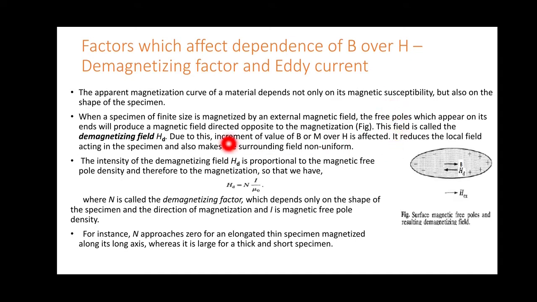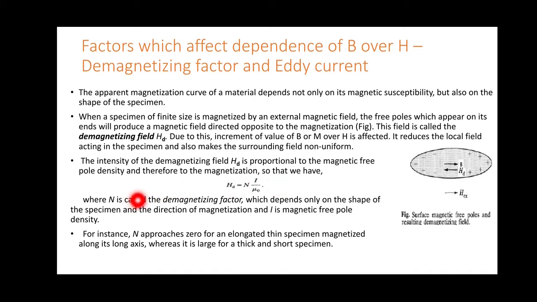This is called the demagnetizing field HD. Due to this, the increment of B or M over H is affected. It reduces the local field acting in the specimen and also makes the surrounding field non-uniform. The intensity of the demagnetizing field HD is proportional to the magnetic pole density and therefore to the magnetization. So we have HD equals N I upon mu naught, that is, N times M. I forgot to write this.